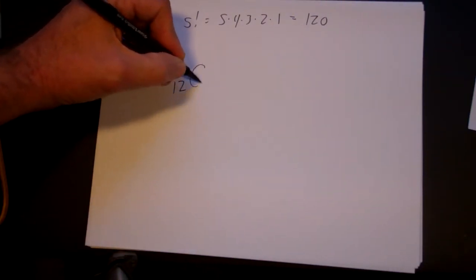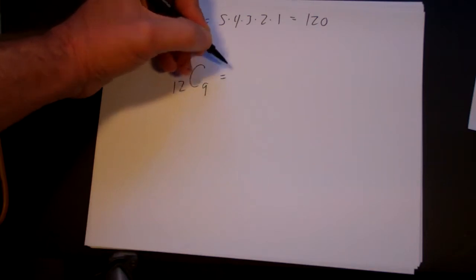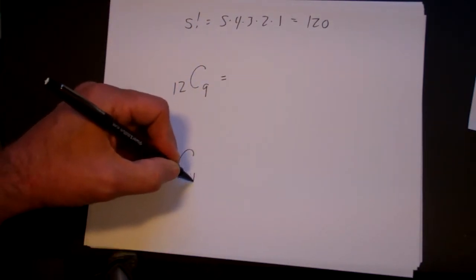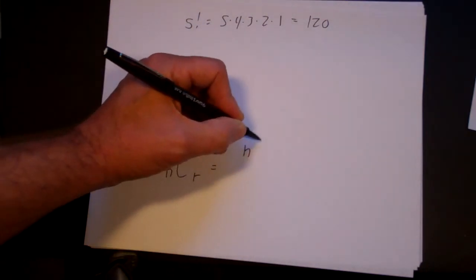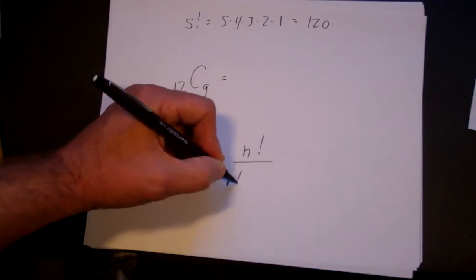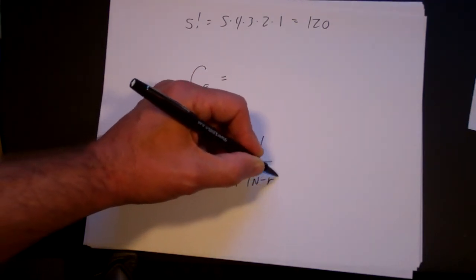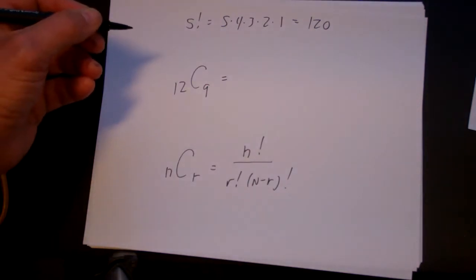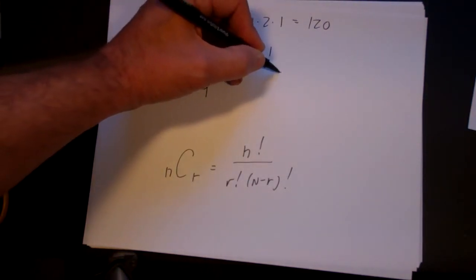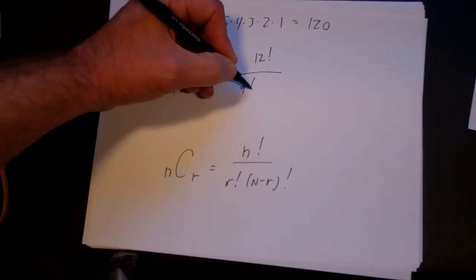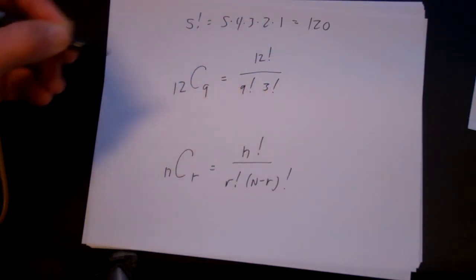The next problem is 12C9. Now you have to remember how to do nCr. nCr is defined as n factorial over r factorial times n minus r factorial, which is going to be 12 factorial over 9 factorial times 3 factorial.